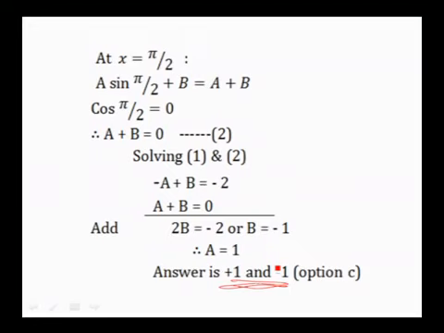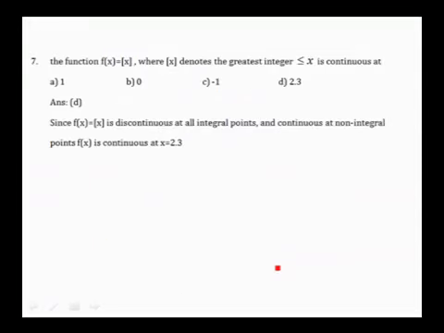So don't waste time by just writing LHL, RHL, etc. You directly substitute those values: minus pi by 2 in the first and second, and put x equals pi by 2 in the second and third, because you have got a break at pi by 2, and you get the answer. I've already discussed this one. f(x) is equal to the integral part of x, where the integral part of x denotes the greatest integer less than or equal to x. It is continuous.